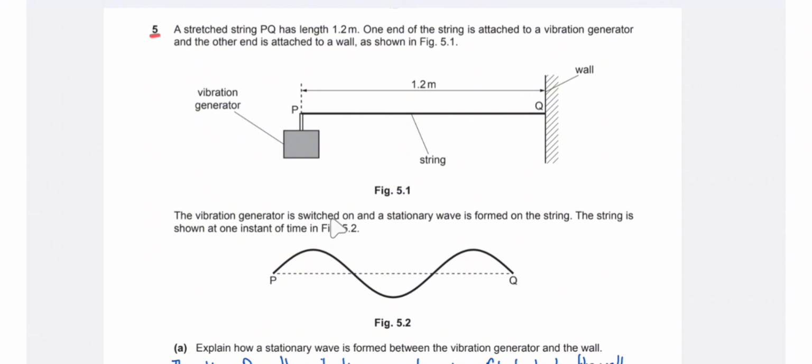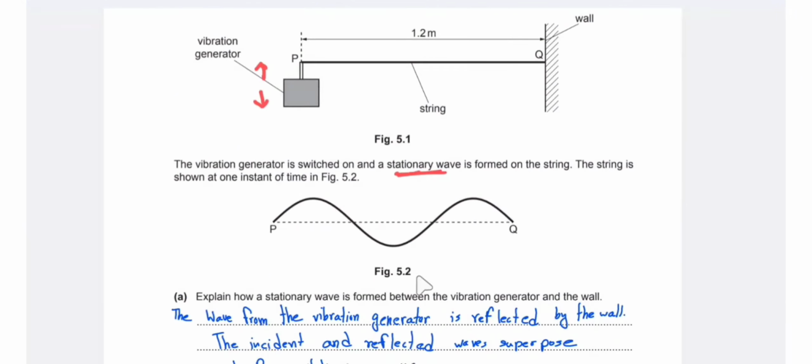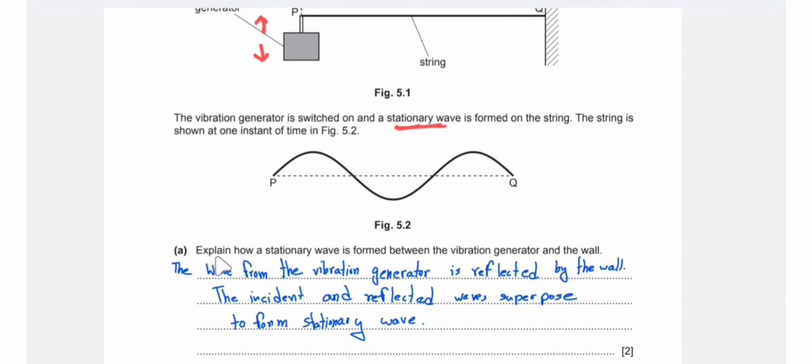The vibration generator is switched on and a stationary wave is formed on the string. So the generator vibrates, and a stationary wave is formed on the string. Now you have to remember that the wave that is produced is a stationary wave and not a progressive wave. The string is shown at one instant of time in figure 5.2.